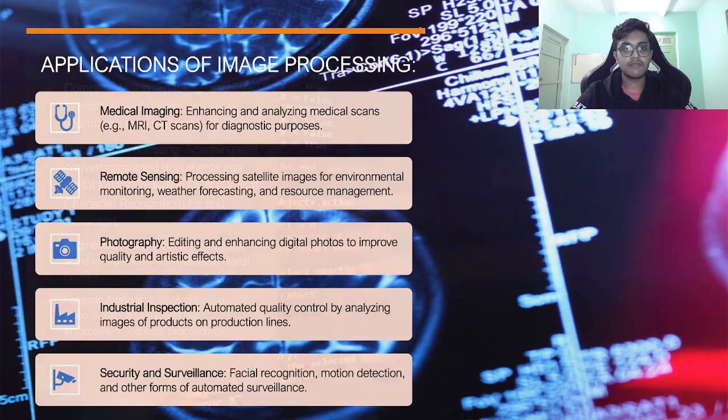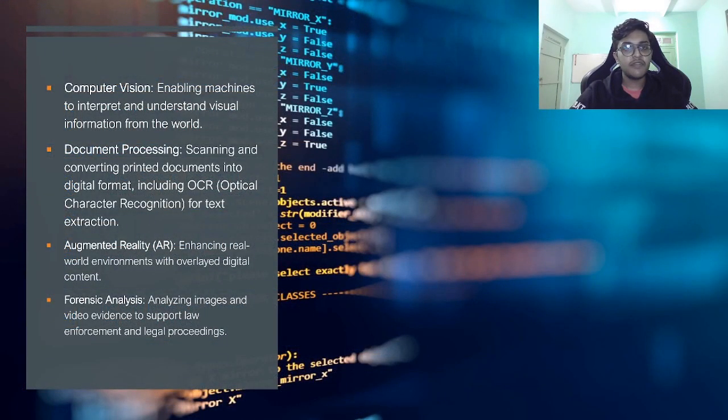Moving on. Computer vision, enabling machines to interpret and understand visual information from the world. Next, we have document processing, scanning and converting printed documents to digital format, including OCR, that is optical character recognition, for text extraction. Next, we have AR, that is augmented reality, enhancing real world environments with overlaid digital content. Lastly, we have forensic analysis, analyzing images and video evidence to support law enforcement and legal proceedings.